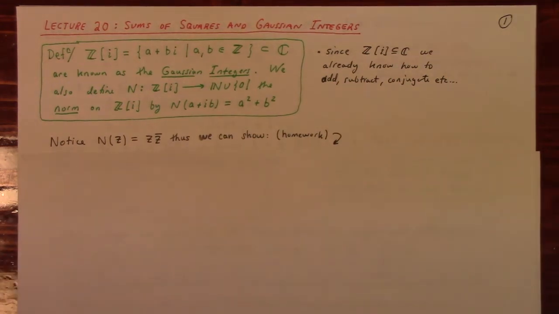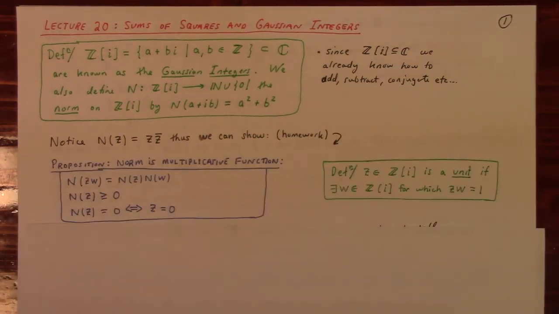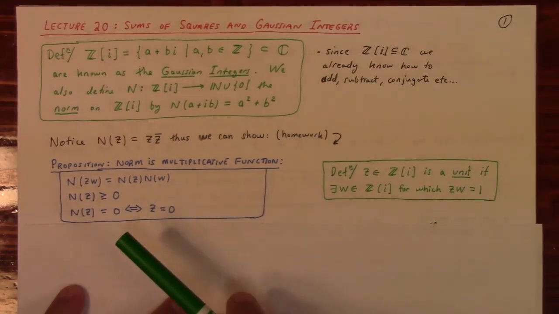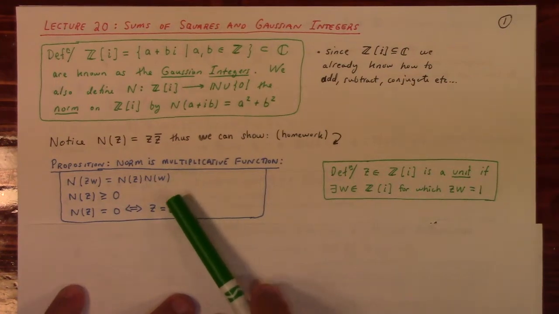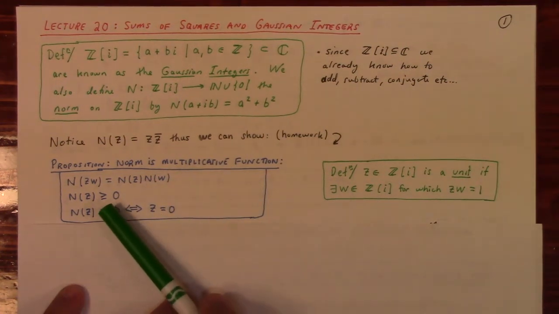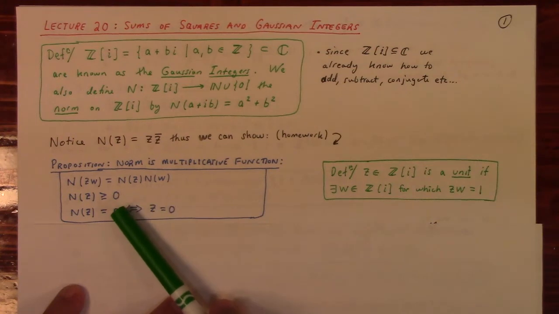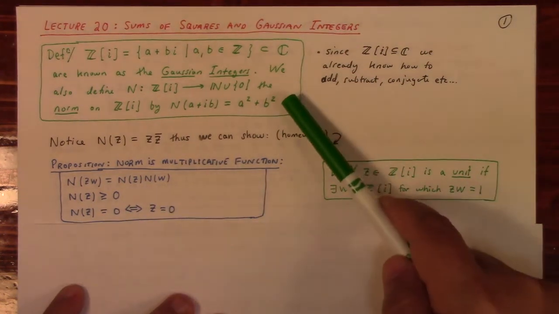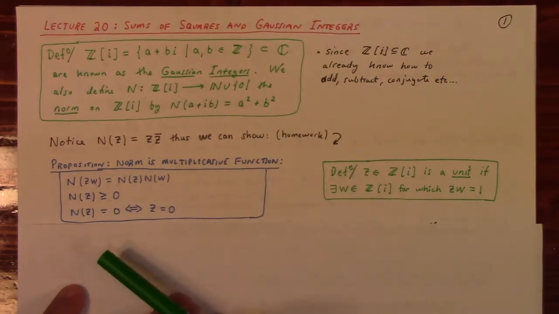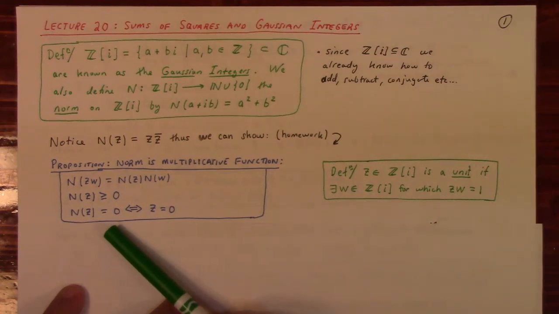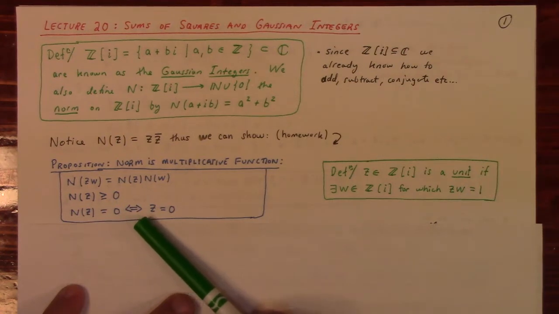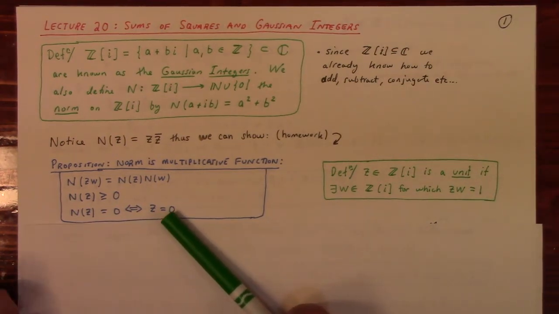And so I decided to leave you a nice homework on this. Probably one of your first homeworks will be to prove that the norm satisfies these properties. In particular, the norm of z times w is the norm of z times the norm of w. The norm of z is positive or 0. That's pretty much immediate from this formula right here, right? And then also the norm of z is equal to 0 if and only if z is in fact equal to 0.